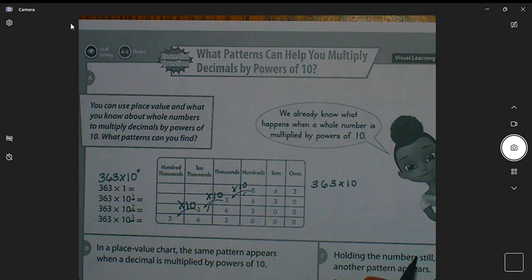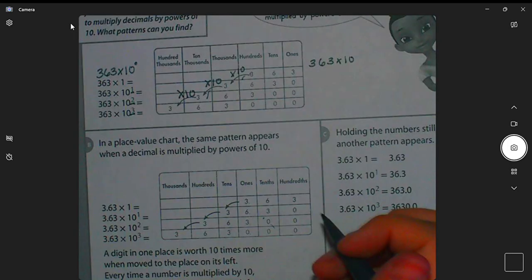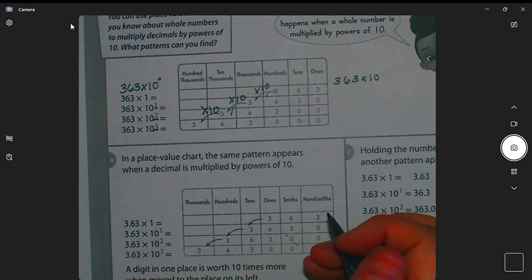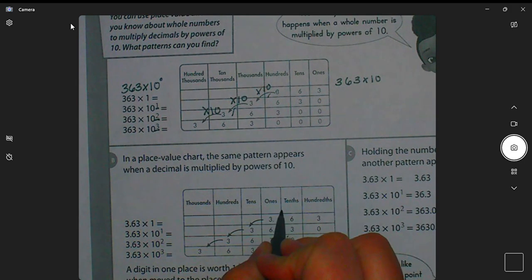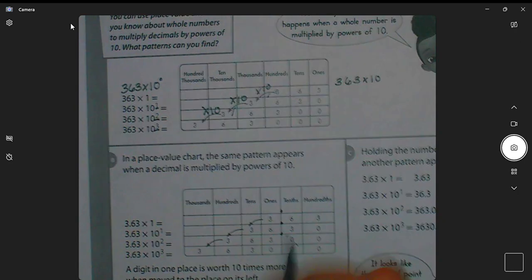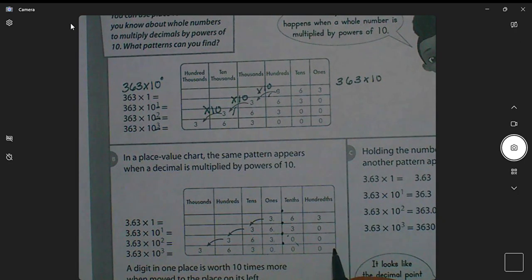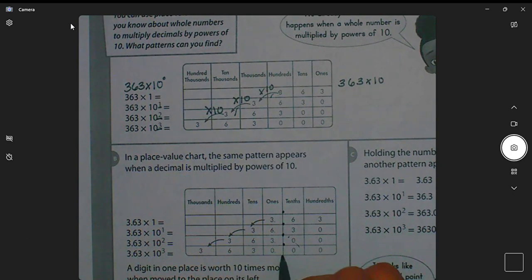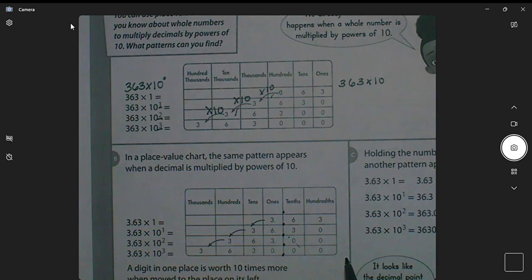Now, the same thing is going to happen when I use a decimal point. Let's look at the chart. I'm going to put a decimal point to separate the ones and the tenths place. Why do you think I need to do that? Right, so I can see where my decimal is. Because when I multiply a decimal by a power of 10, that decimal is going to move.